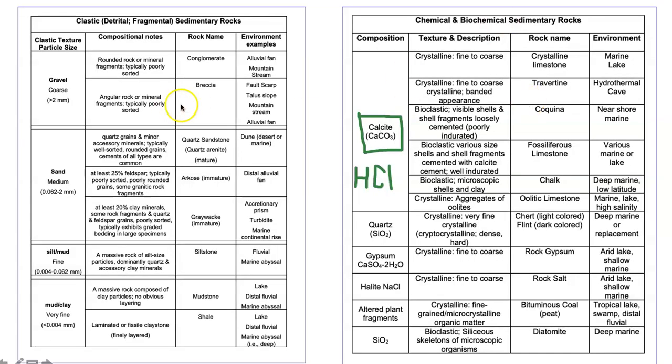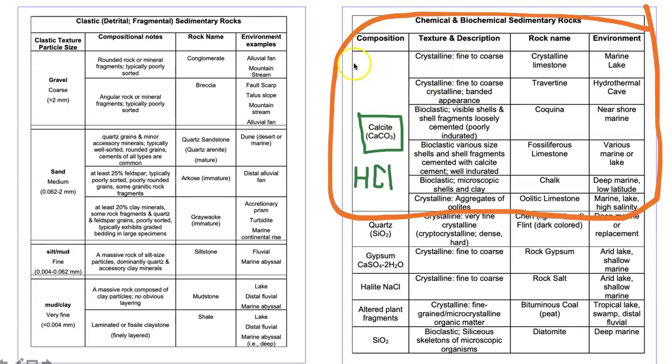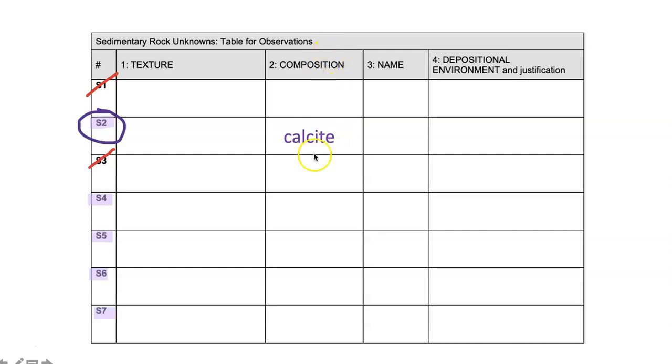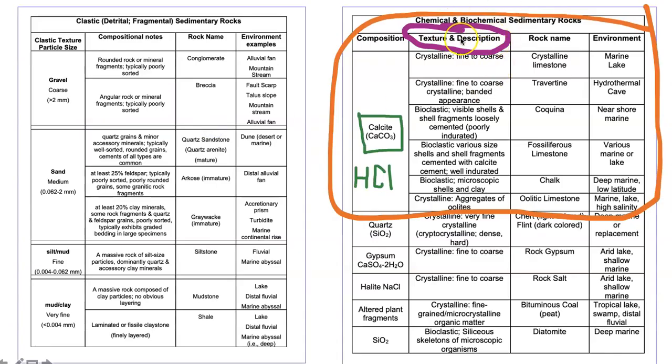So we can go to our charts and we can immediately go to this category right here. We then want to decide which of these limestones do we have. So we're going to put calcite as our composition, and now we're going to look at texture, which is in this column. We have crystalline, crystalline, crystalline. It's not crystalline. This is something that's made of shell fragments.